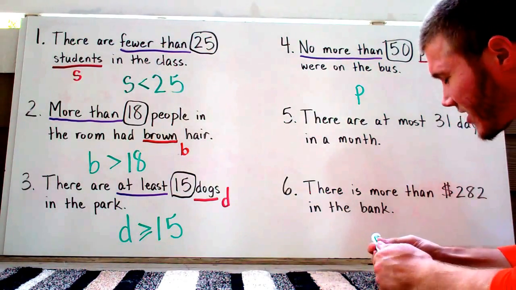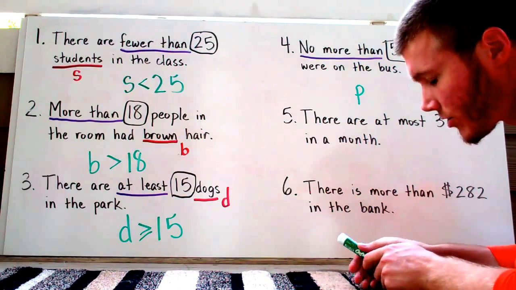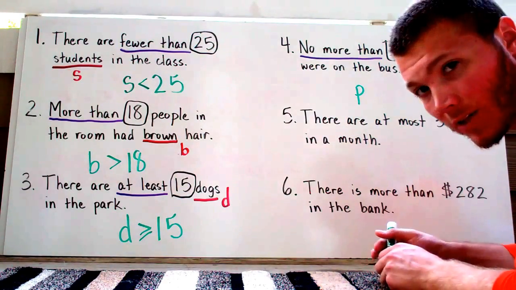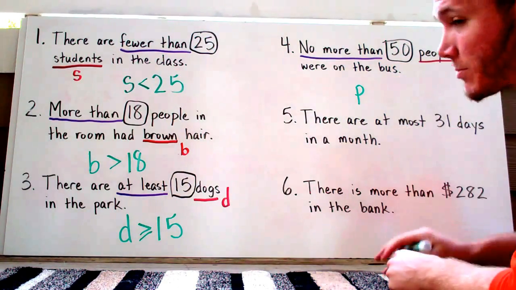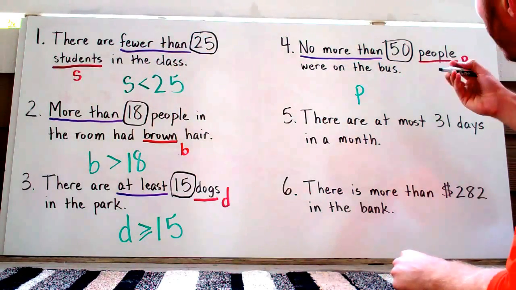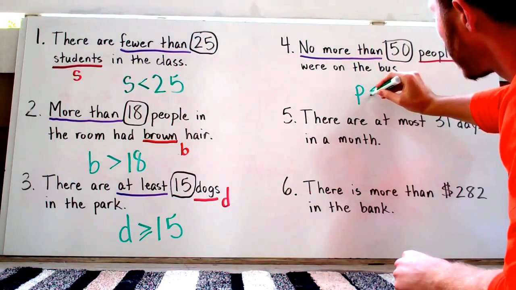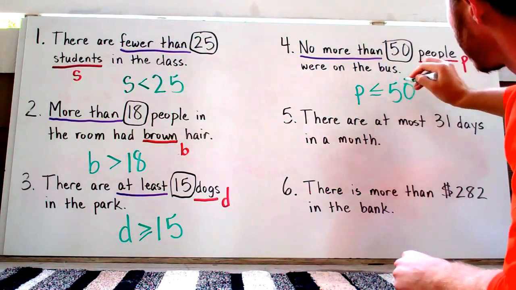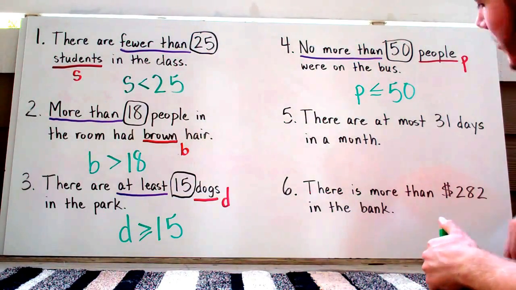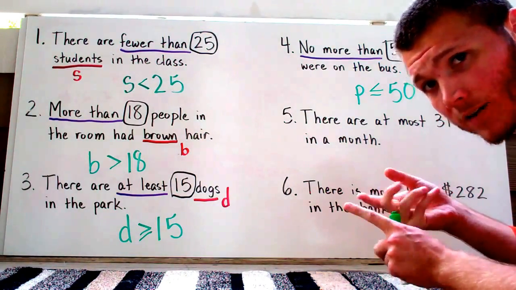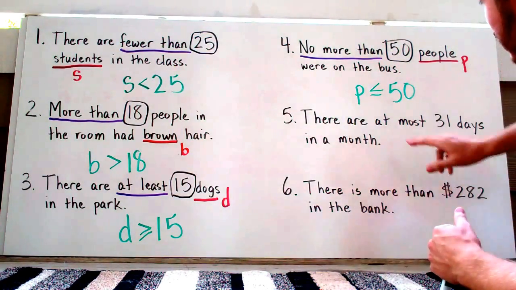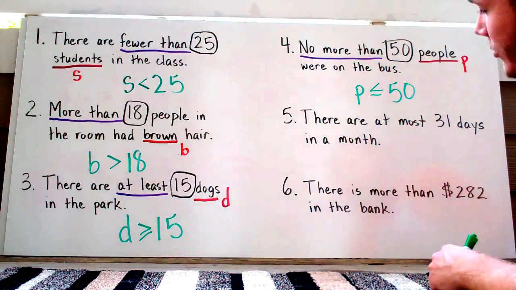Think about that sentence. There's no more than 50. No more than 50. So 50 has got to be the maximum amount of people on the bus. But 50 is a possible solution for our variable P. So the inequality we are going to use is less than or equal to 50. There are no more than 50. So that means that there can be 50, there can be 49, 48, 47 people on the bus, and so forth. But no more than 50. So that means the number of people must be less than or equal to 50.